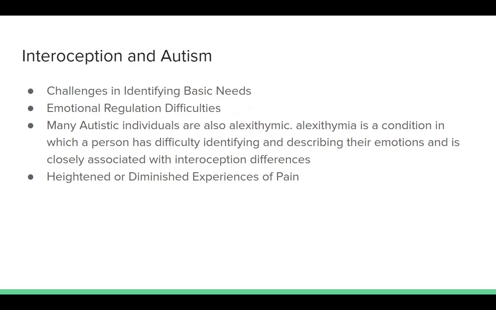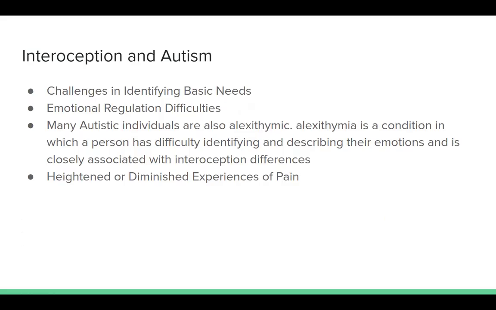So, interoception and autism. Children on the spectrum are going to have challenges, maybe not 100% of the time, but definitely possible challenges in identifying basic needs. They may have emotional regulation difficulties.